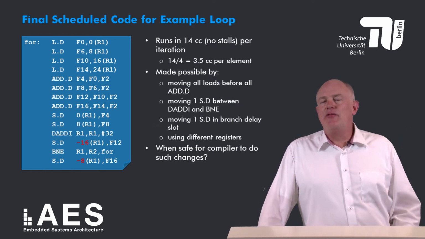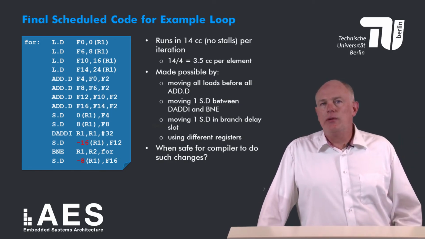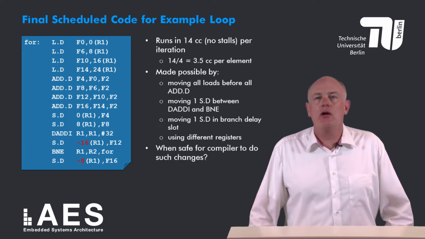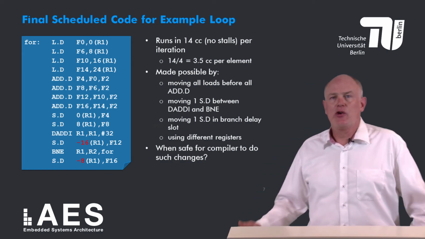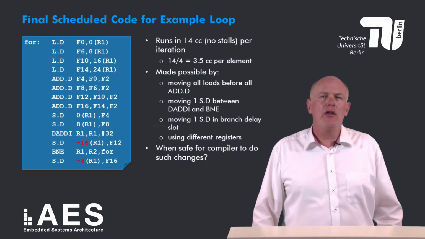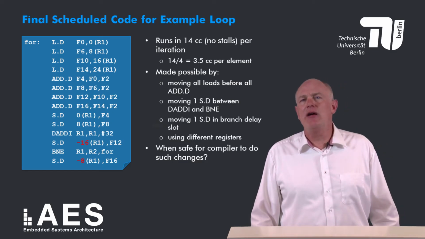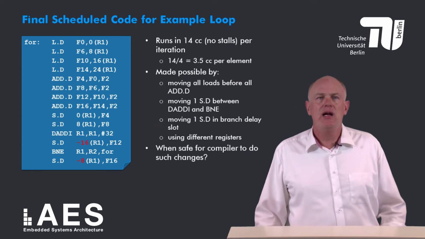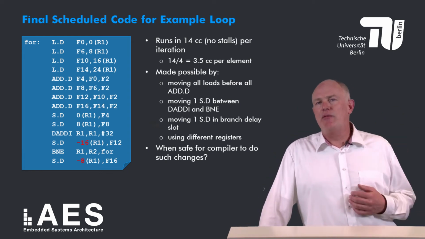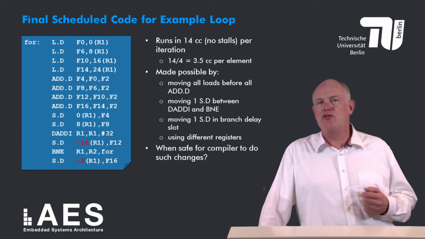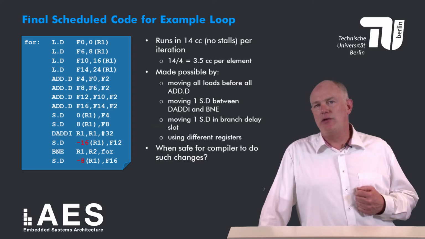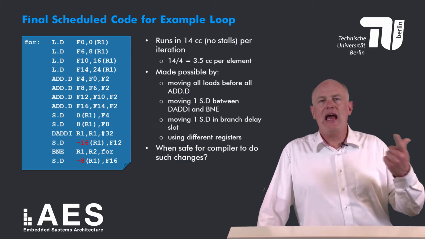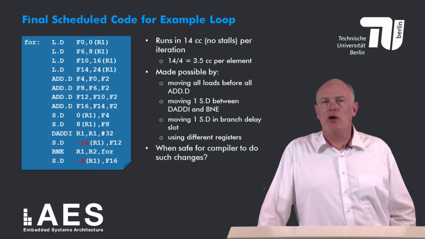Here I show again the final unrolled and scheduled loop. It requires 14 clock cycles per iteration and incurs no stalls. In other words, 14 divided by 4 equals 3.5 clock cycles per element are required, since every loop iteration calculates 4 elements. This is quite close to the minimum of 3 cycles, since at least 3 instructions are required per element: the load of the element, the add double, and the store of the result.